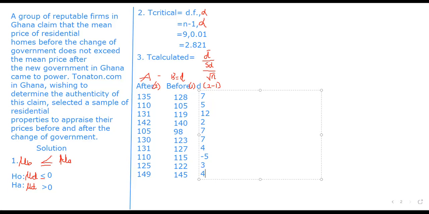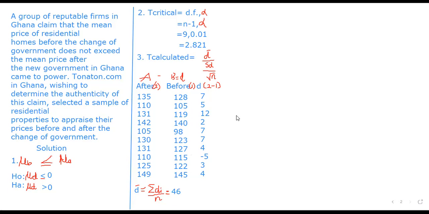So you find your D bar, which is sigma Di over n. Add all the D's, you get 46. Now we know our D bar.